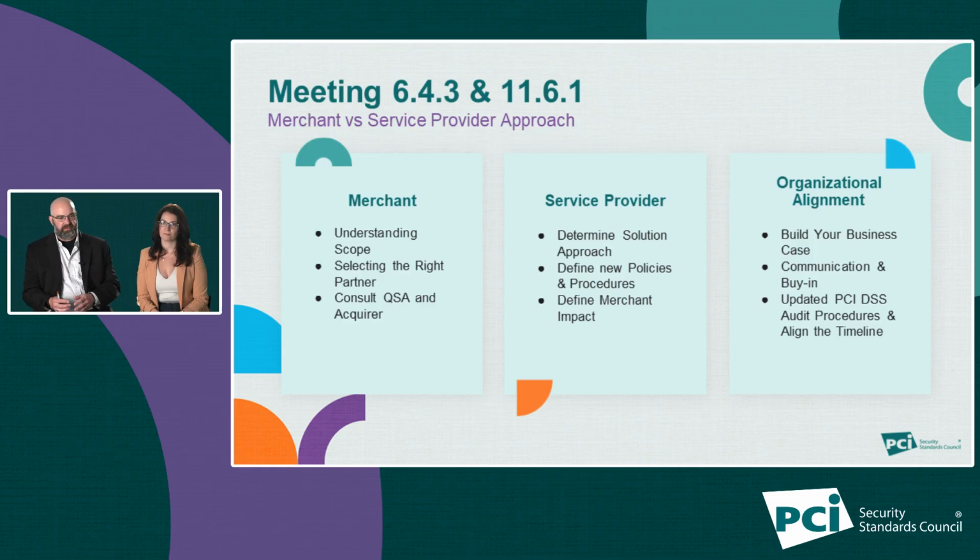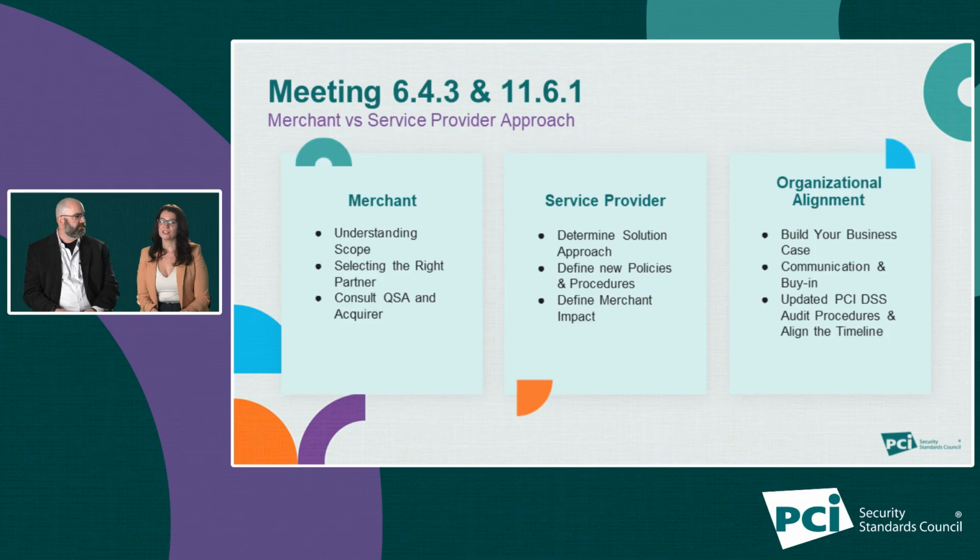Their service provider is responsible. However, they actually do have responsibilities for the scripts, whether it's just a product selection, or they could even go as far in depth as having servers within their environment that are housing these scripts, and they are responsible to ensure that they're meeting 6.4.3 and 11.6.1. Selecting the right partner, selecting a tool that will be able to help them monitor all of these script changes and ensure they can identify what is legitimate and what is maybe an anomaly or a script that they're not familiar with. And then, of course, consulting with their QSA firm and with their acquirers.